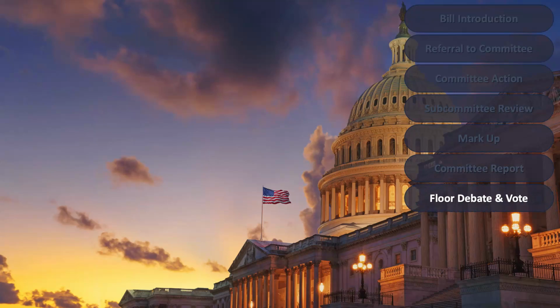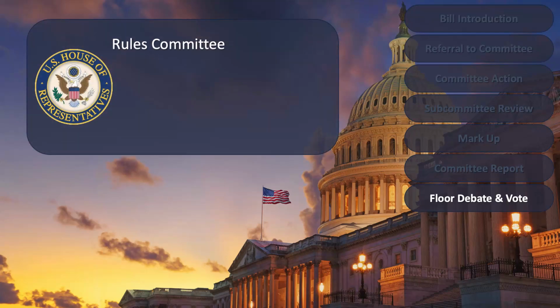Each chamber has some specific rules governing how debate occurs. In the House, most bills go to the Rules Committee before reaching the floor. That committee adopts the rules which govern the procedures under which the bill will be considered by the full House. A closed rule set limits the time and debate on the floor and forbids the introduction of amendments from the House floor. An open rule permits amendments from the floor. These rules can have a major impact on whether or not the bill passes and in what form.